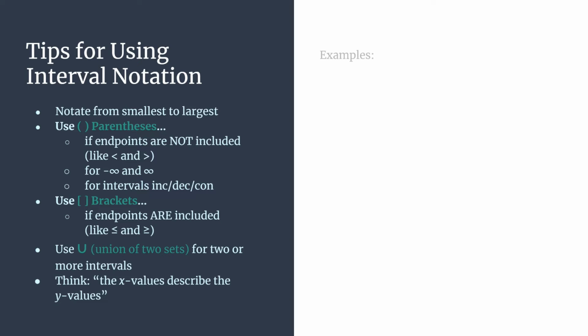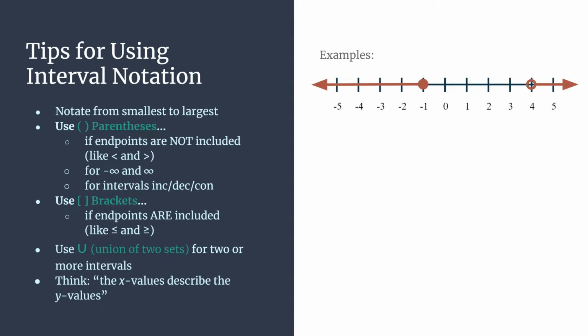All right, so let's look at some examples. Okay, so we have just this number line, and we see that we have two different intervals, as denoted, of course, by the shading. So when we are describing this in interval notation, we go from the smallest to the largest. So let's start with the interval on the left, the smaller one.